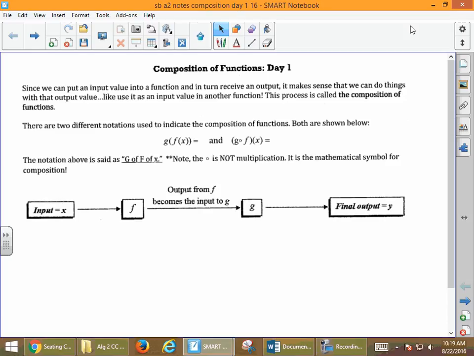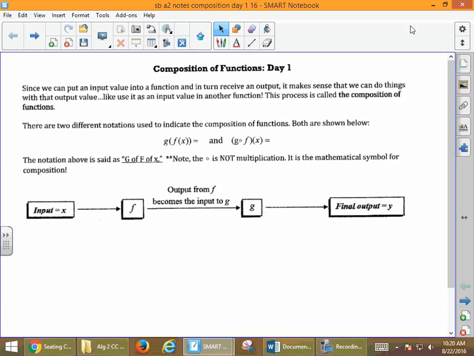And what we talked about last week is input values, which were the domain values and also the x values, and we called them the independent variables. And then once we decided what our independent variable was, our y value, our range, depended on whatever we put into the function for x. So it makes sense that we can do things with the output value, like use it as an input value in another function. And this process is called the composition of functions.